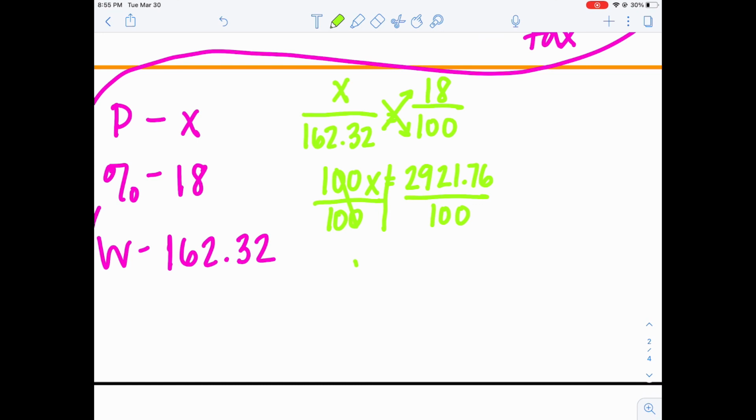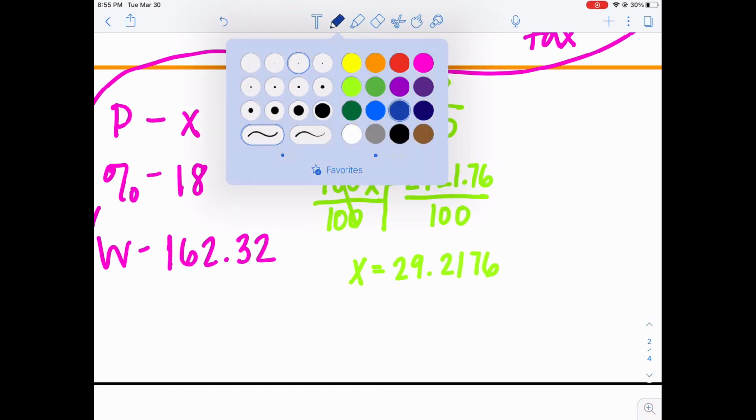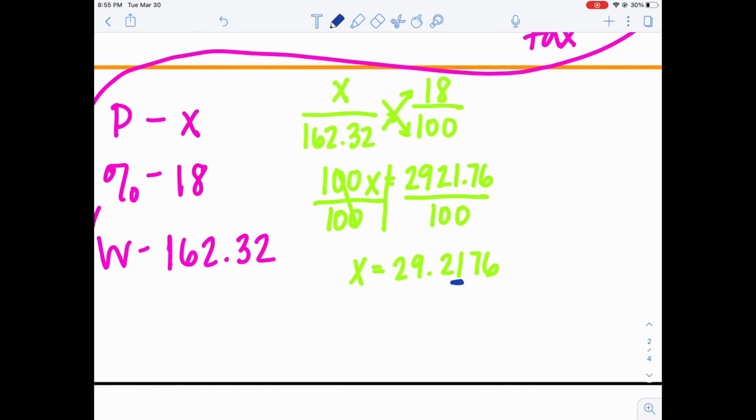Now to solve, we're going to divide both sides of our equation by 100. Once I do that, I am left with X equals 29.2176. Now remember, money, 2 decimal places. The 1 is in the second decimal place, so the 7 tells the 1 to round up to a 2. So rounding this, I get that the tip is $29.22.